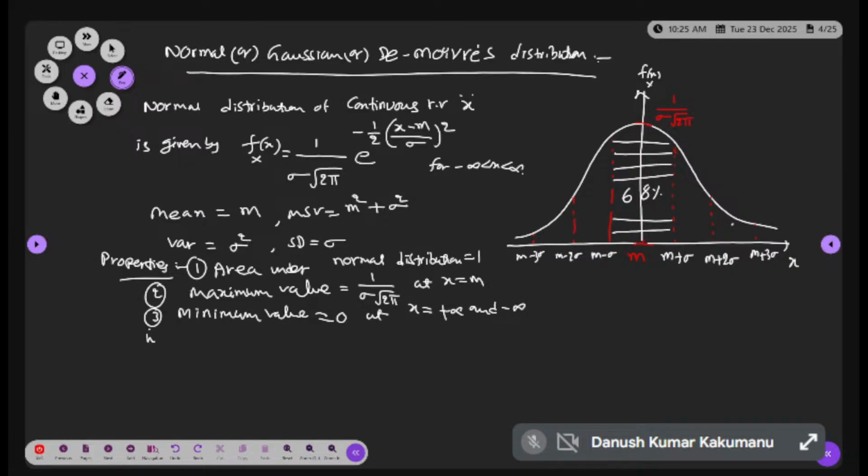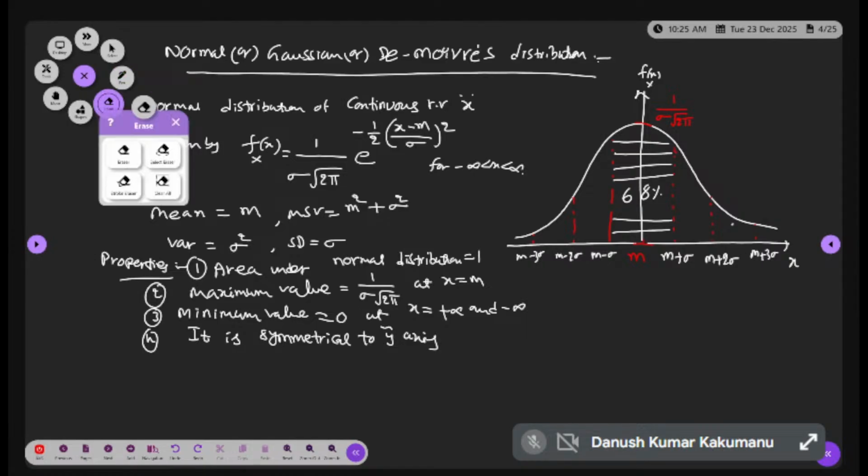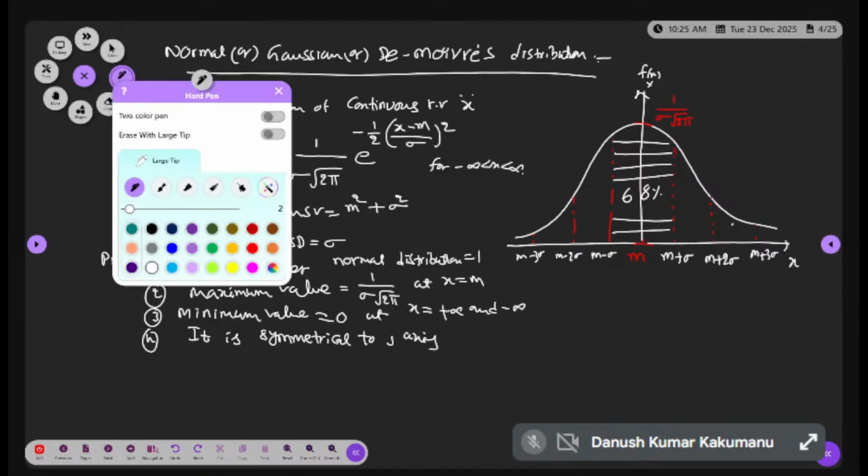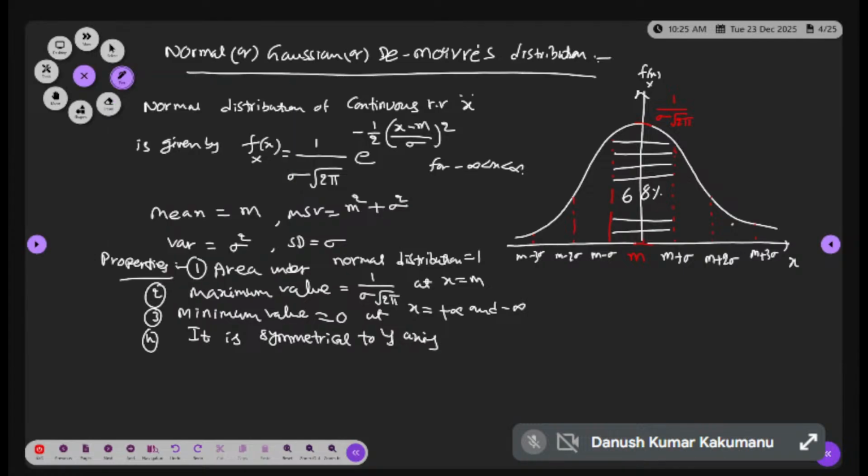Fourth property, it is symmetrical to y-axis. It is symmetrical to y-axis. All of you understood? The graph is appearing symmetrical to y-axis or not? Yes.